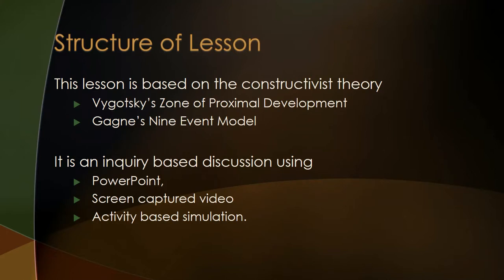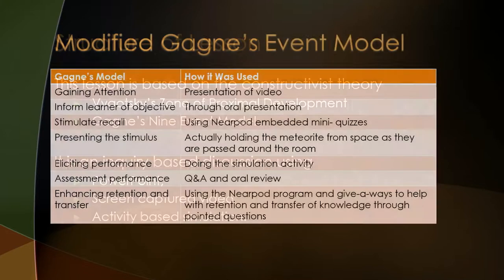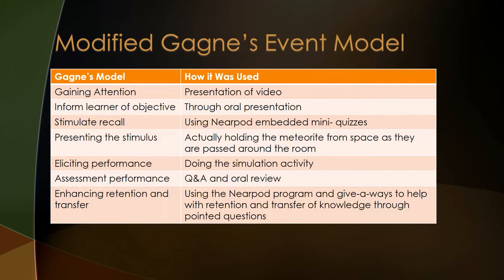This lesson is based on the constructivist theory of Vygotsky's zone of proximal development using Gagne's 9-event model with some modifications. It is an inquiry-based discussion using PowerPoint, screen-captured video, and activity-based simulation. I used a modified Gagne model because it best represented what was done.